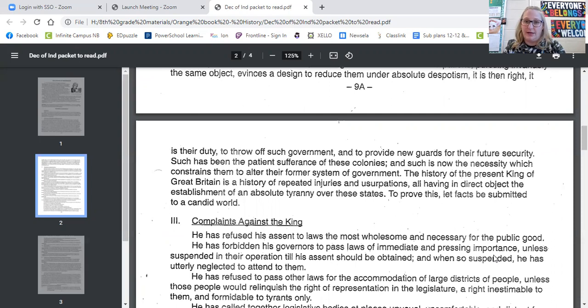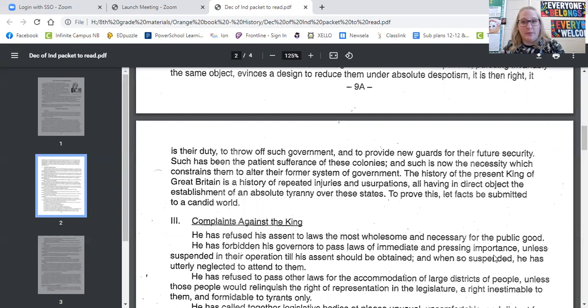Underline the word tyranny. Okay, tyranny is basically calling him a name right there. And you're starting to call him a tyrant. So every time that comes up, that really loaded word of you're a tyrant, and you basically boss us around and tell us what to do, is really kind of digging at the king. An absolute tyranny over these states.